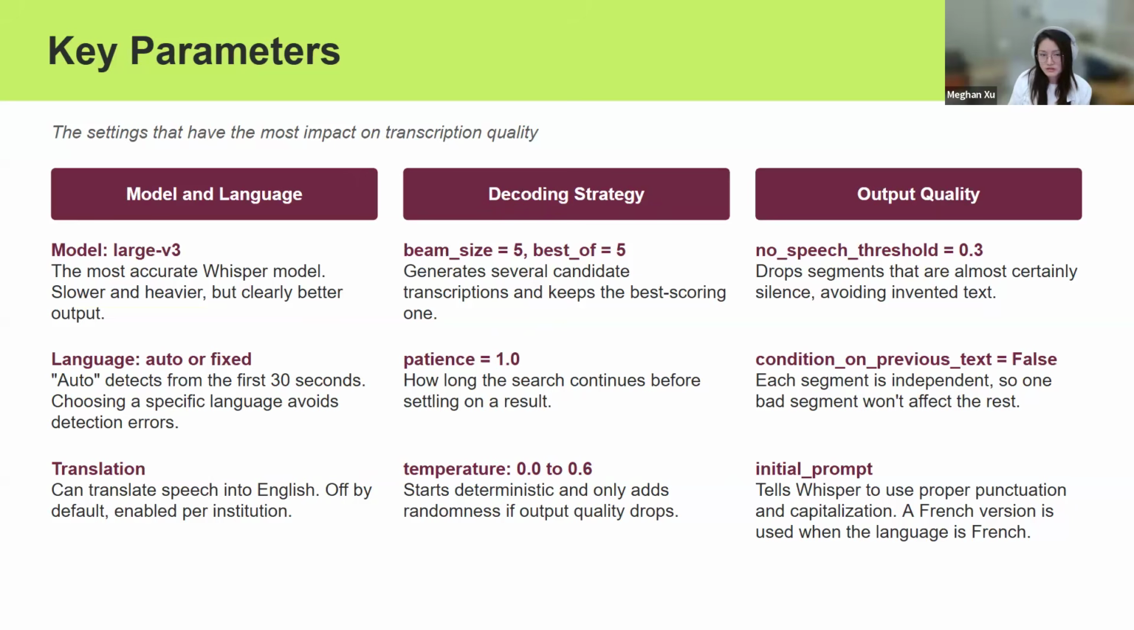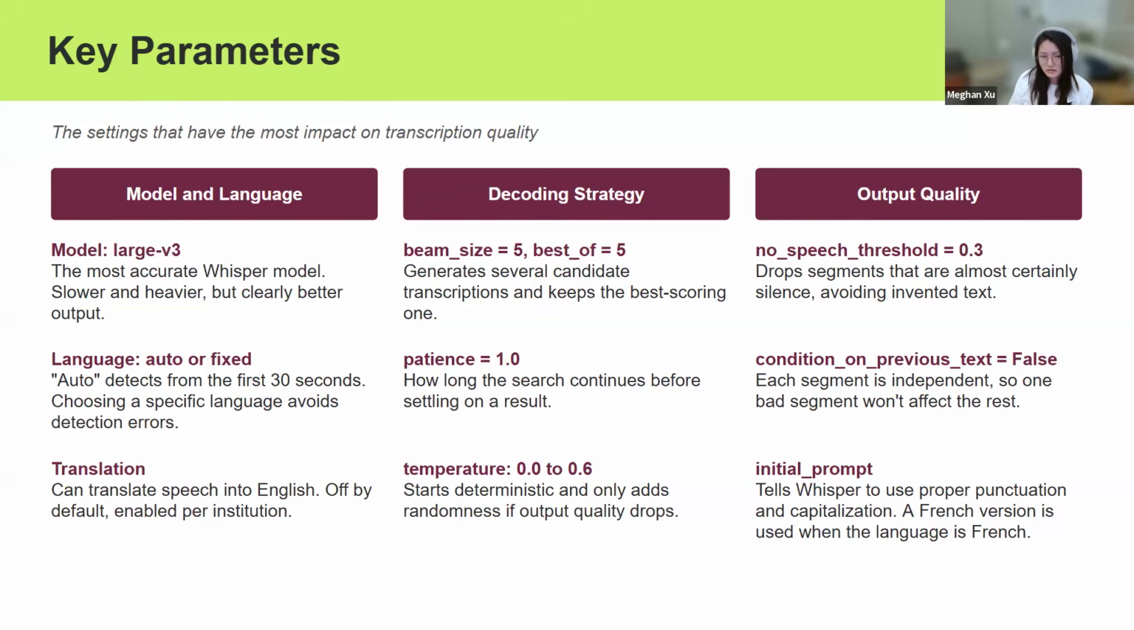And the temperature controls how much randomness Whisper allows when choosing between possible words. When it's at 0, it will stay very conservative and go with the most likely result. But if the result is not reliable enough, it can retry at a higher temperature up to 0.6. So it will start with the safest option and only add more flexibility when needed.